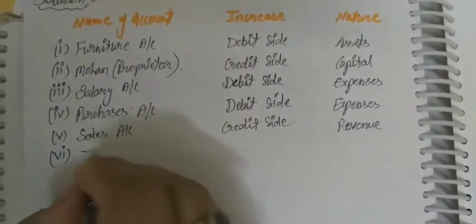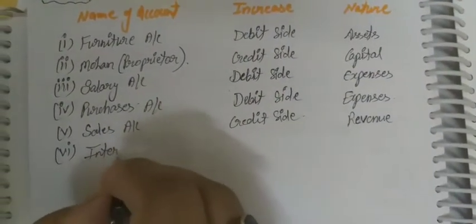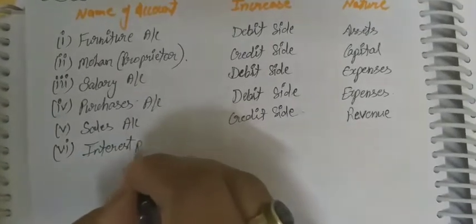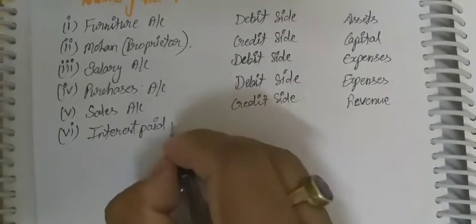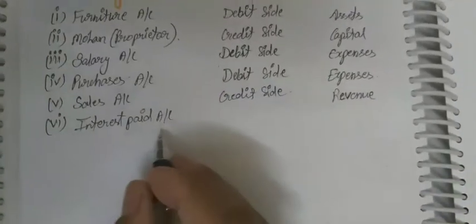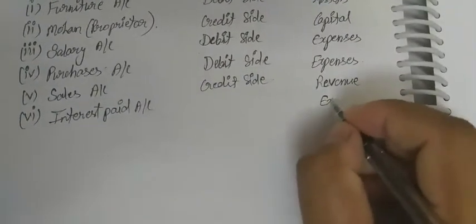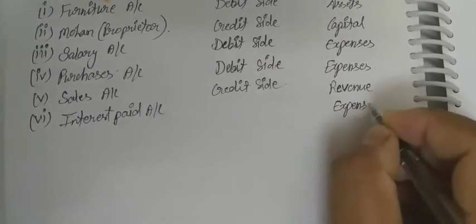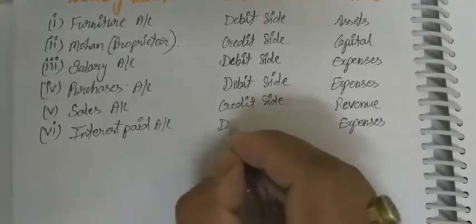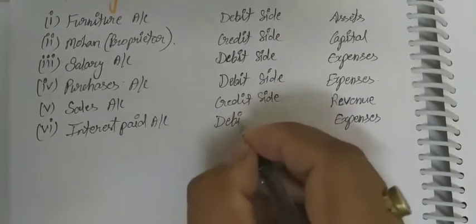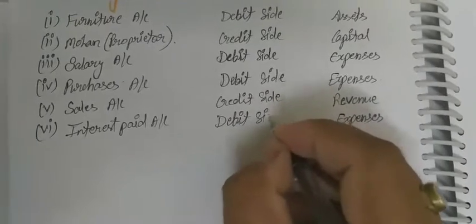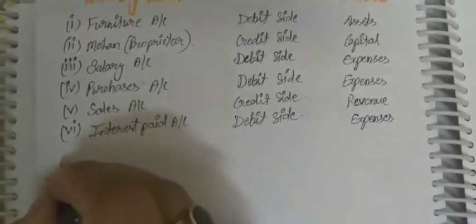Okay. Next one, sixth, interest paid account. Interest paid is expenses. If it is expenses, it will increase in debit side.